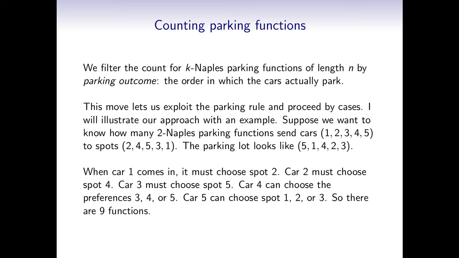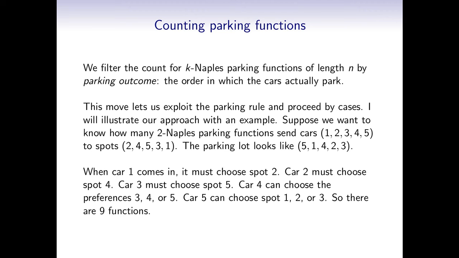Because if it chooses 3, it just parks. If it chooses 4, well, 2 is already there, so it backs up once. If it chooses 5, well, 3 is already there, so it backs up once, but 2 is already there, so it backs up twice. It can back up twice because it's k-Naples. So there's 3 options. And similarly, car 5 has 3 options, which are about the same idea. So the total number is 9 functions by multiplying these choices together. And so that's the idea.